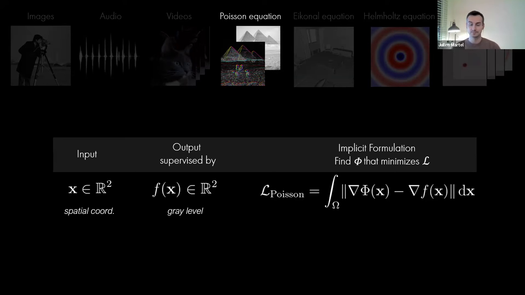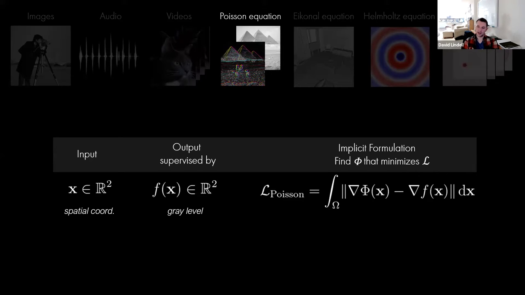So we showed you an example of directly supervising the network with the signal that we want the network to regress at the output. But we can also supervise the network indirectly based on the derivatives. So this is an example of solving the Poisson equation where, again, the input to the network will be a 2D coordinate specifying a pixel location, and then the output of the network will be just a gray level pixel value. But to supervise the network here, we supervise on the gradients of the image, and we supervise the gradient of the network to match the gradient of the image.